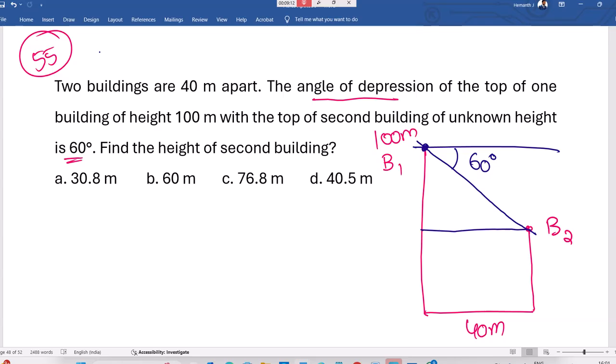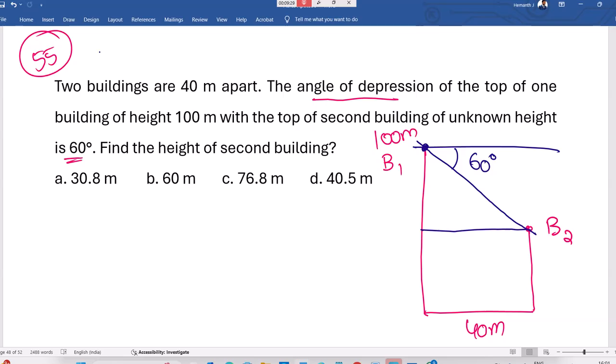So why have you taken B2 with less height? You see the options at least. In fact, depression means, this is the concept, it should be below. Elevation, the other candidate, is above. Depression should be below. Right. So that's why the second building's height is less, given the depression.